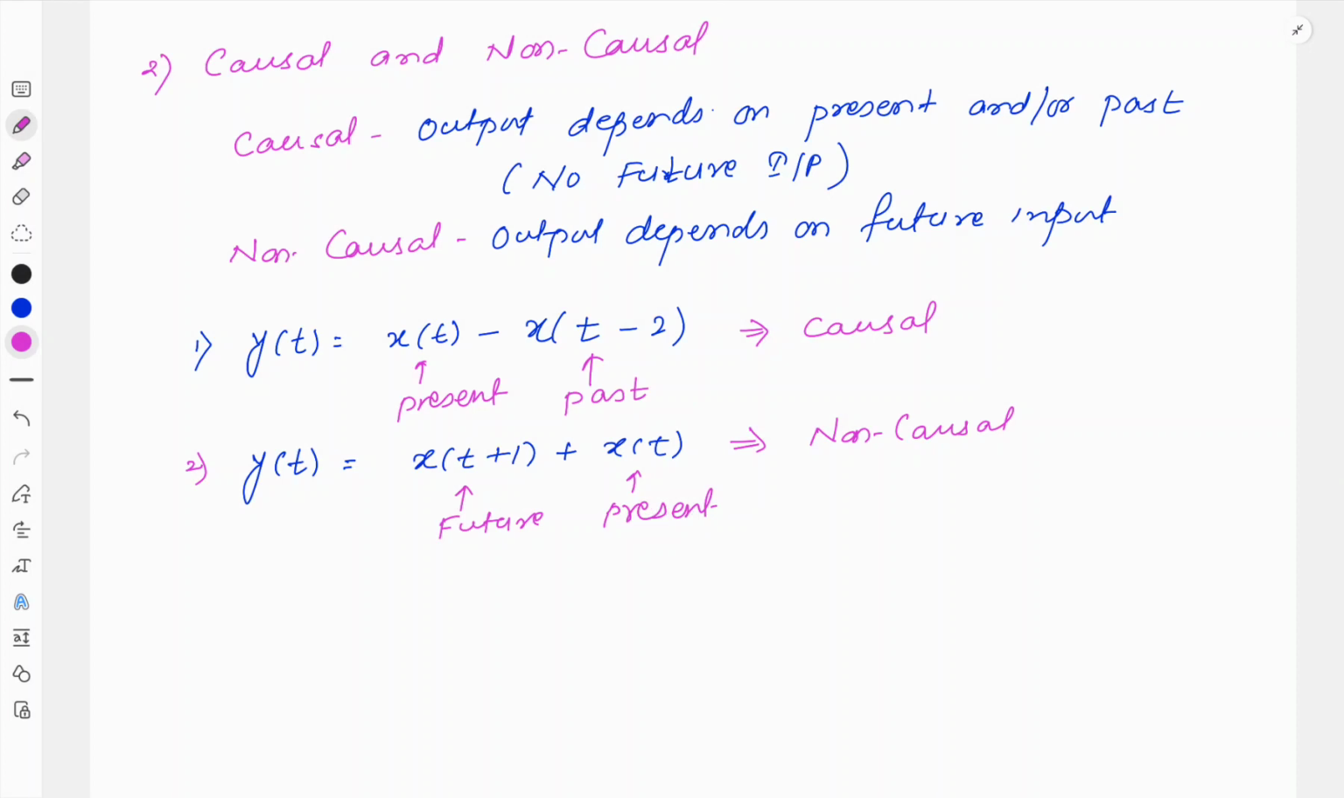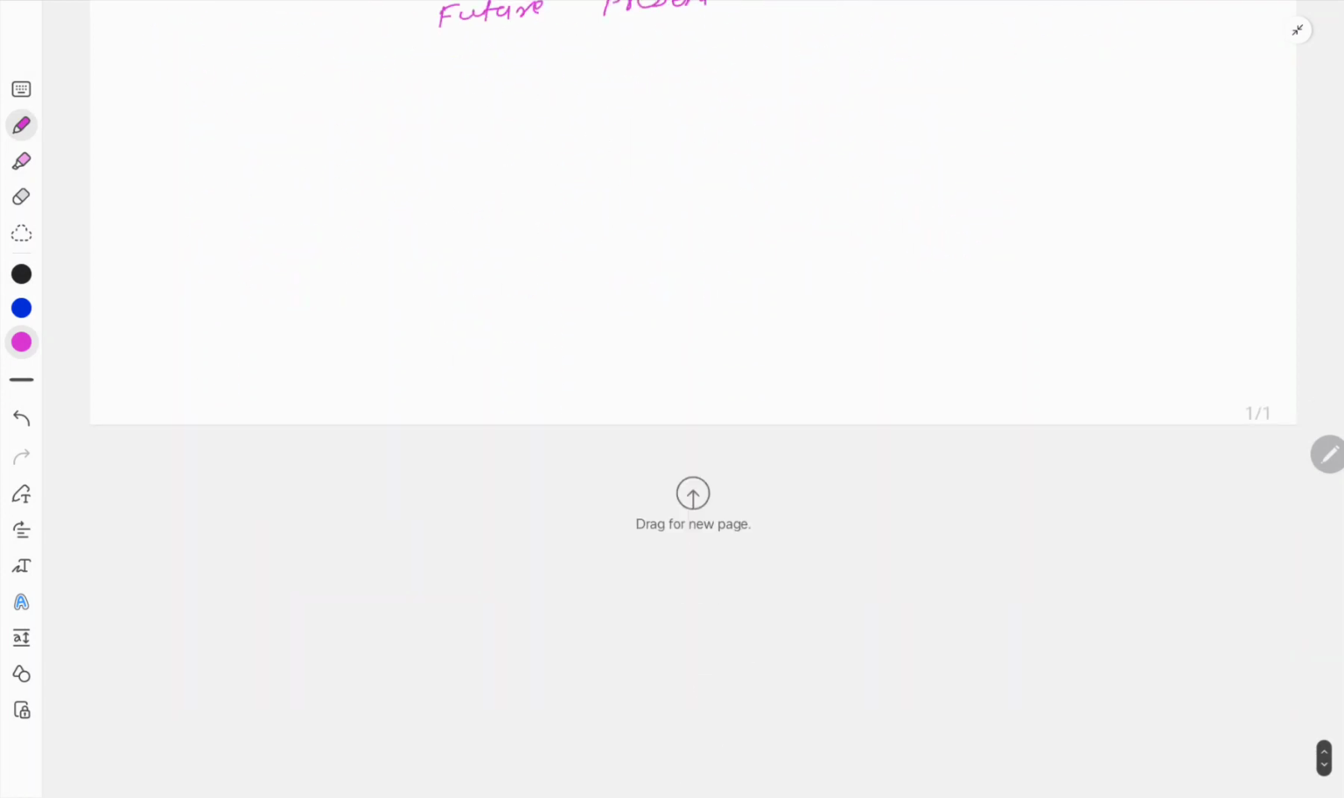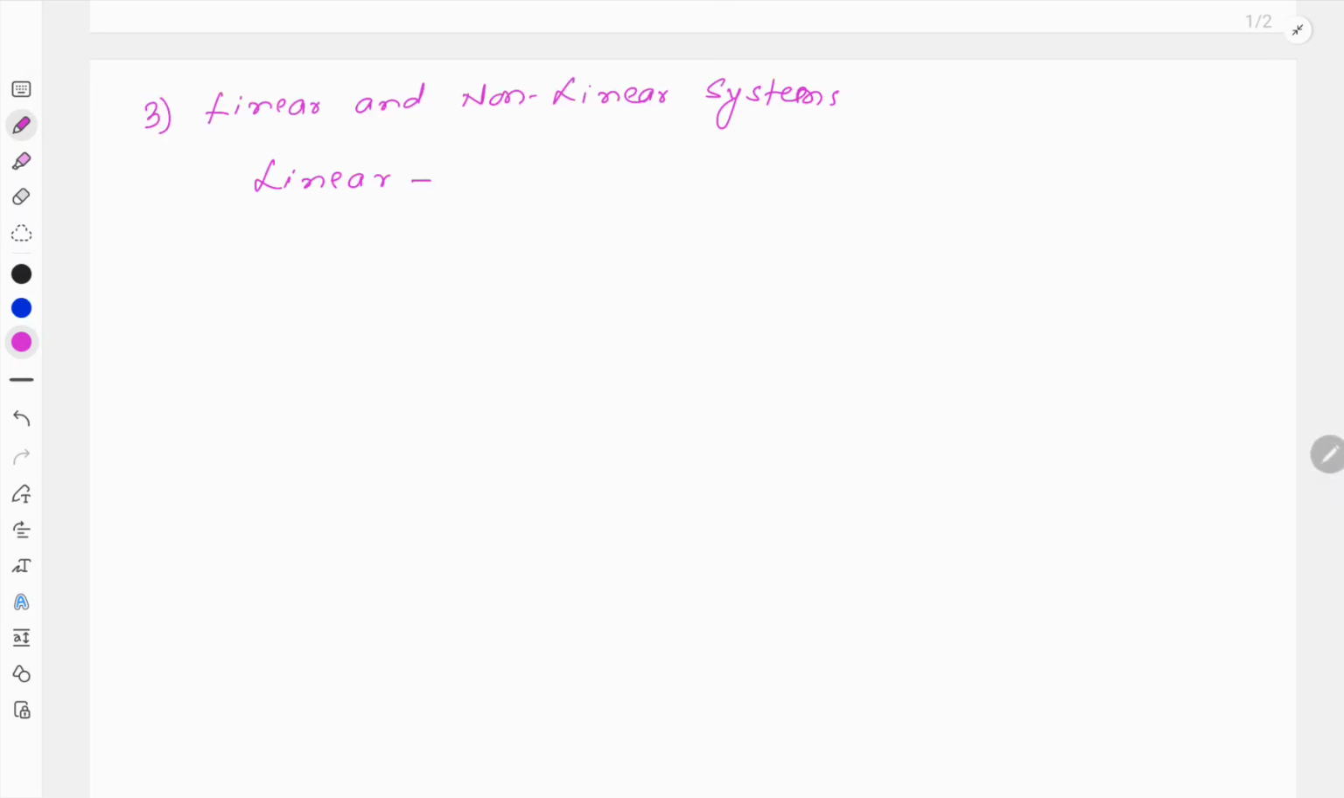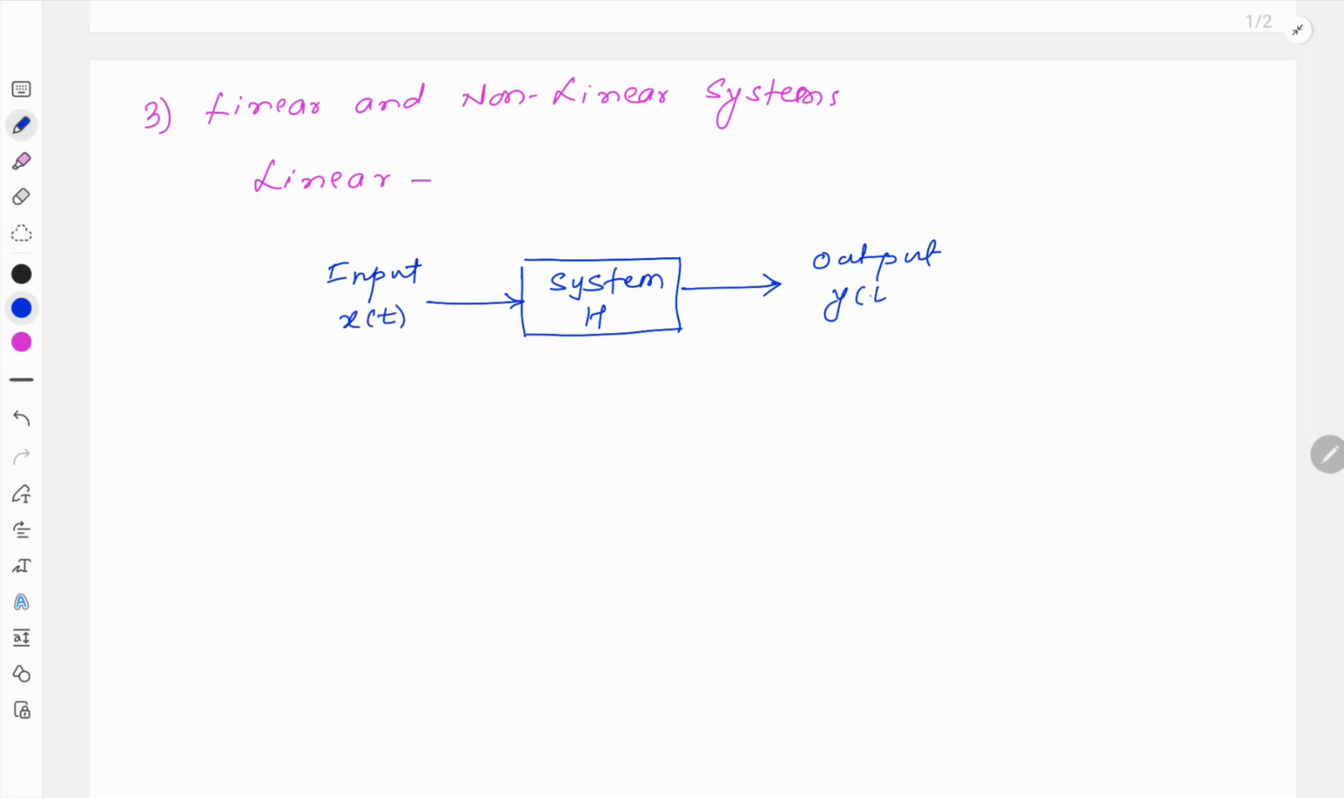Now the third classification is linear and non-linear systems. To understand the concept of a linear system, we must have the insights of a system. So we know that a system is represented by a block. To this block, towards the left we have the input supplied, and towards the right we have the output from the system. Input is represented by x of t and output is represented by y of t.